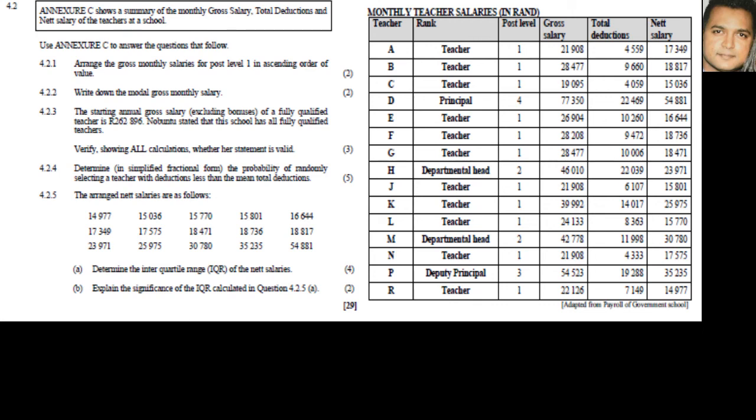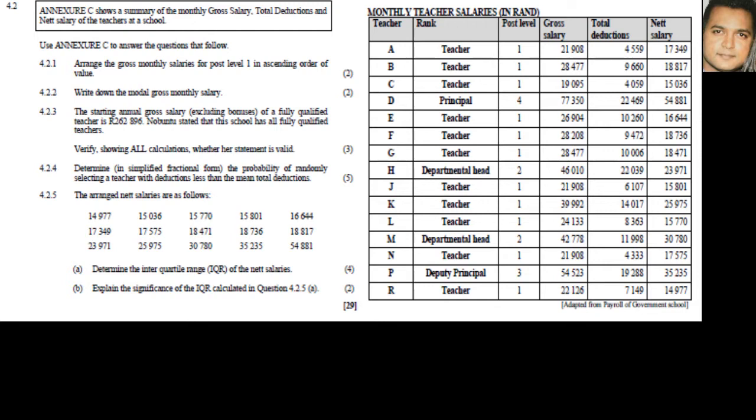Annexure C shows a summary of the monthly gross salary, total deductions, and net salary of the teachers at a school. Use Annexure C to answer the questions that follow. 4.2.1. Arrange the gross monthly salaries for post level 1 in ascending order of value.